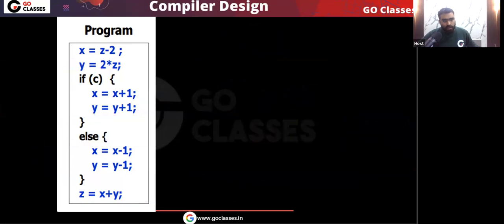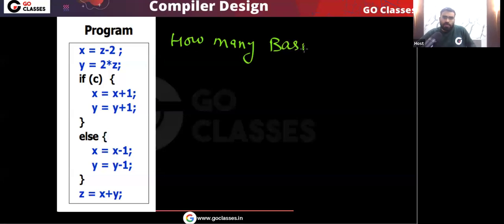So now you tell me what the basic blocks are. Now let's find out all the basic blocks. Tell me how many basic blocks there are. Now the next question, a very simple question: how many basic blocks are there in this program?